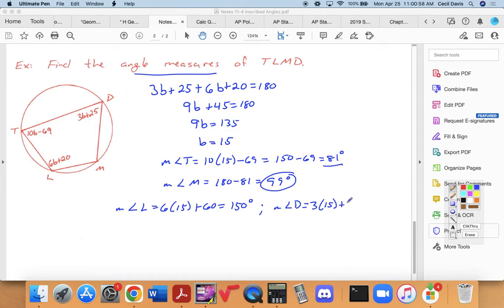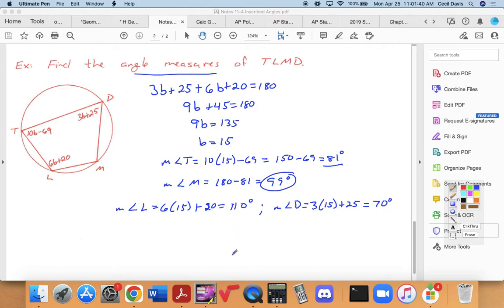Uh-oh. That's not working. What did I do wrong? Your angle L is supposed to be 6B plus 20 instead of 6B plus 60. Oh, thank you. I was like, that's not even close to being right. Should be 110. So 110, thank you. I appreciate the help. That's 45 plus 25 is 70. Okay, so it does work out.